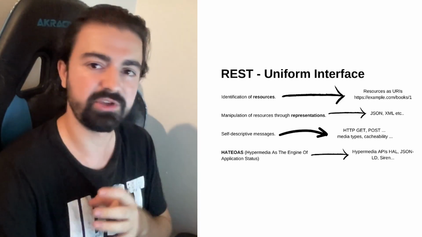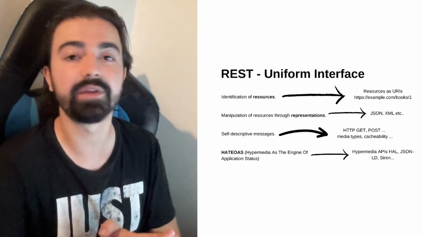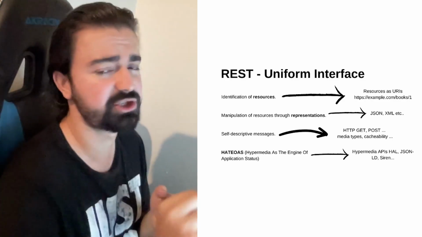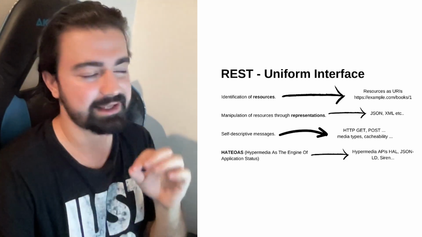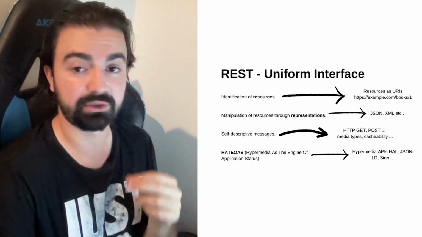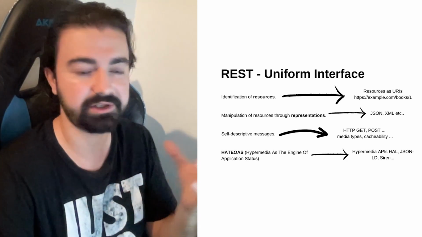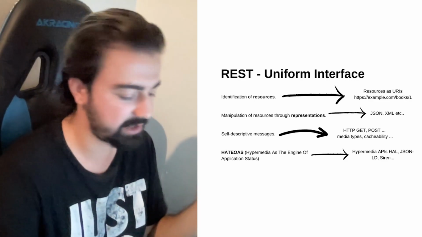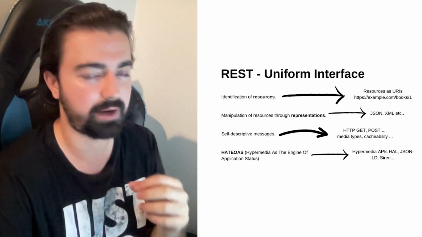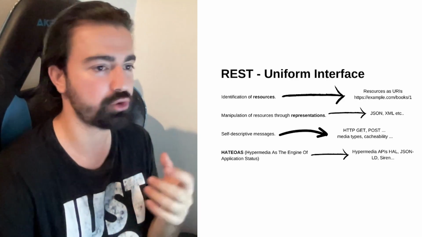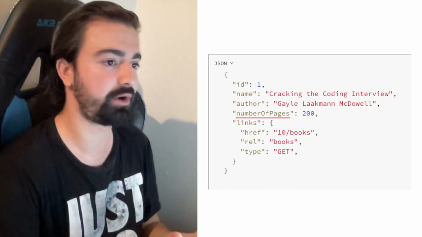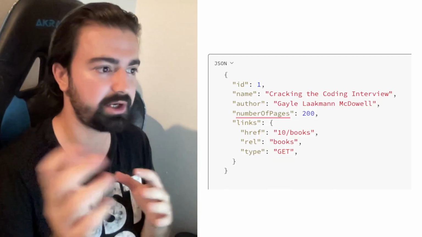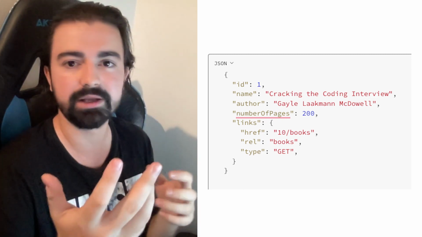Also, the fourth feature is HATEOAS, also known as hypermedia as the engine of application state. It's a little bit complex and a little bit confusing because there are so many parts of hypermedia APIs, but I'm gonna show you an example of how to implement HATEOAS because most of us actually implemented it before. If you wrote a pagination service in your previous career, you probably used HATEOAS.